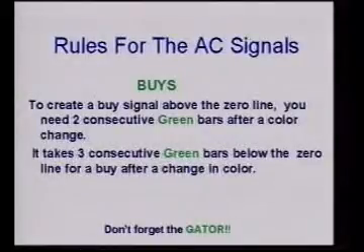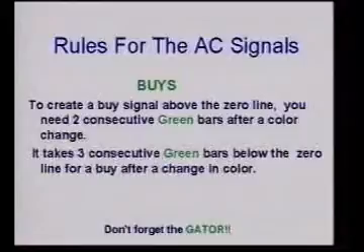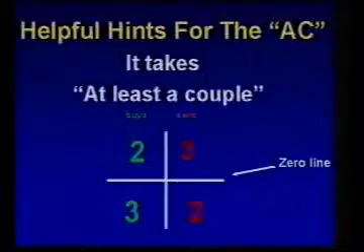Now think about it. If we're above the zero line, it's going to be easier to buy. So a lot of times for the AC, I think about at least a couple. It stands for at least a couple. So the least number of bars it can take to create a signal will be 2, and they must be consecutive. The most, or the maximum number of bars that it can take to create a signal will be 3, and that's consecutive green bars below zero. So if you're above zero, it's going to be easier to buy. You're going with the immediate trend, so it takes 2. If you're going against or below zero, going against the immediate trend or the immediate momentum, it's going to take 3 consecutive green bars.